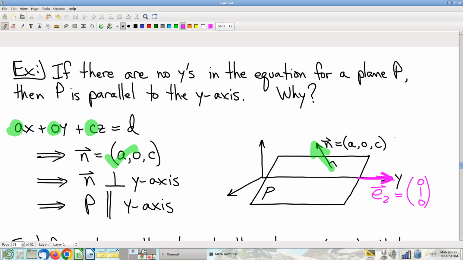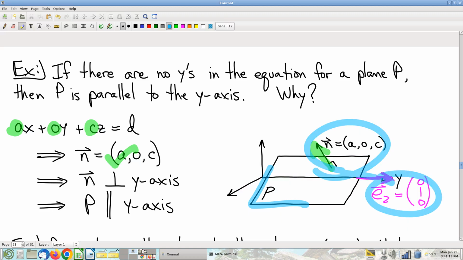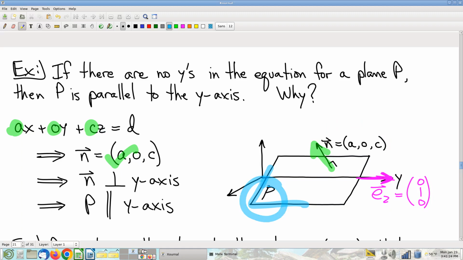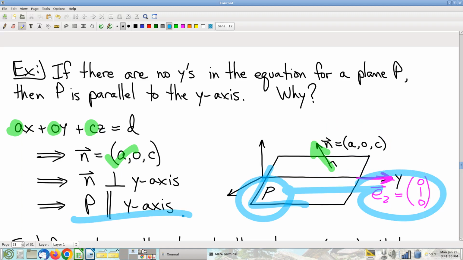Well, wait a second. We have my plane. Whoops, sorry, I wanted to be in highlighter mode. My plane is perpendicular to the normal vector by construction. And the normal vector we just observed is perpendicular to this vector. You kind of connect the dots there. This is perpendicular to that, that's perpendicular to the other. You can see from the geometry, it means that these are parallel. Everybody happy?